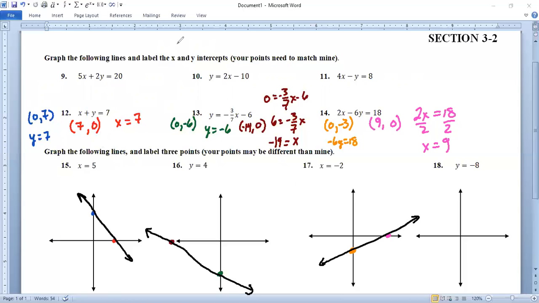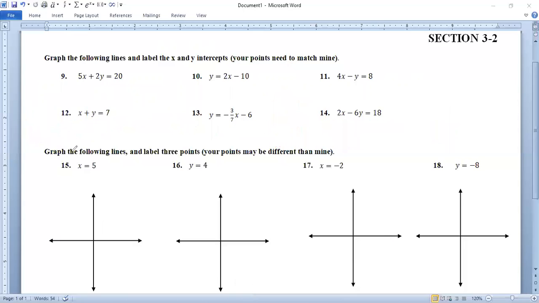Let's clear these off and see if we can do 15 through 18. Number 15. Now these are a little bit different. It just says to graph them and label 3 points, and then the points might be different. Notice how that's different than up here. Intercepts are very specific points. X-intercept where we put 0 in for y, and the y-intercept where we put 0 in for x. Those are very specific points.